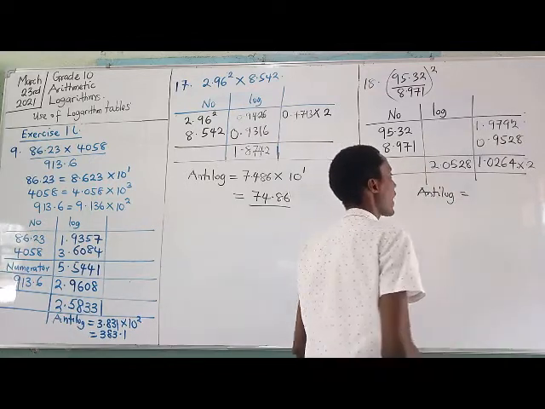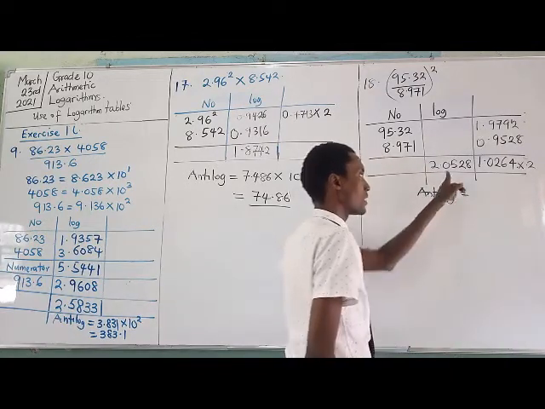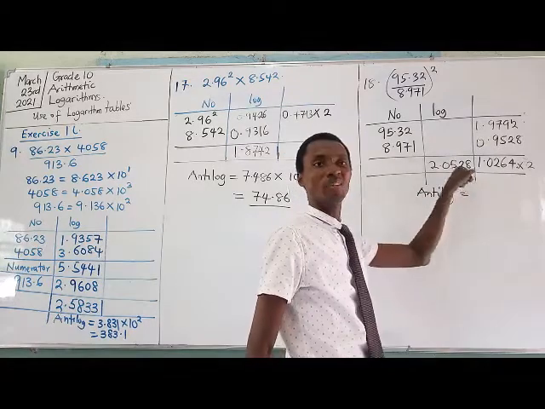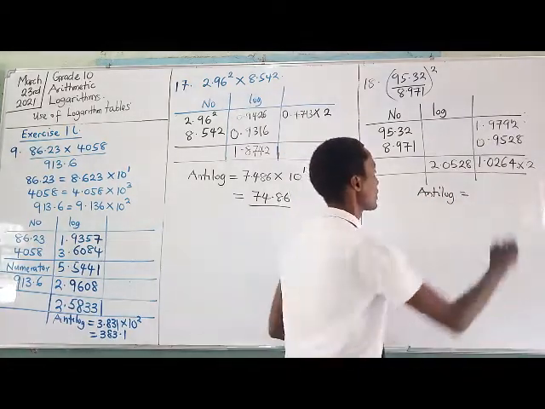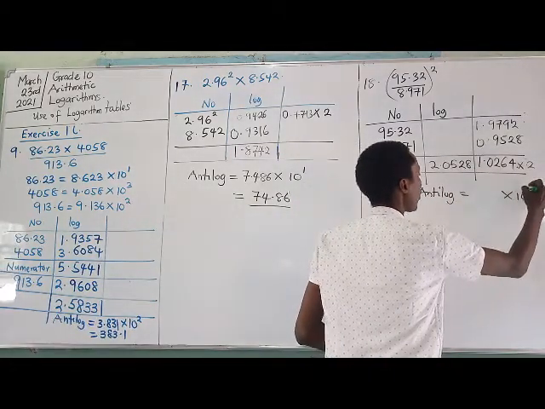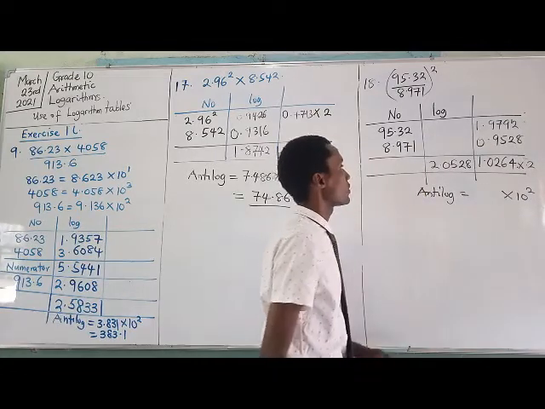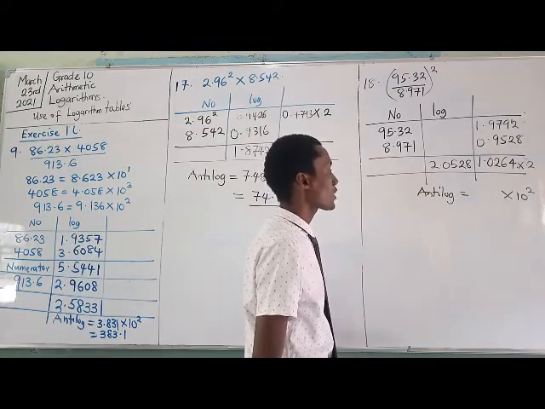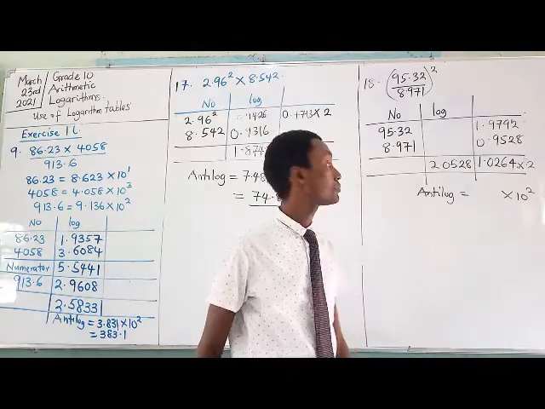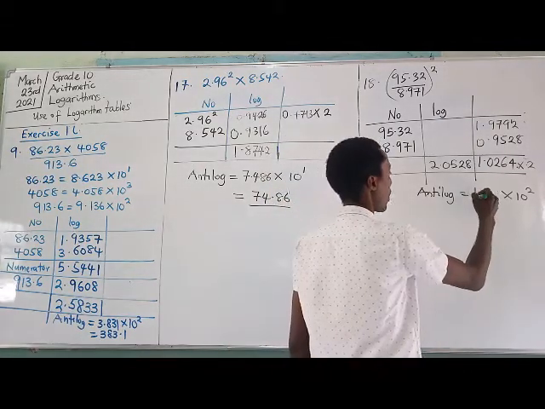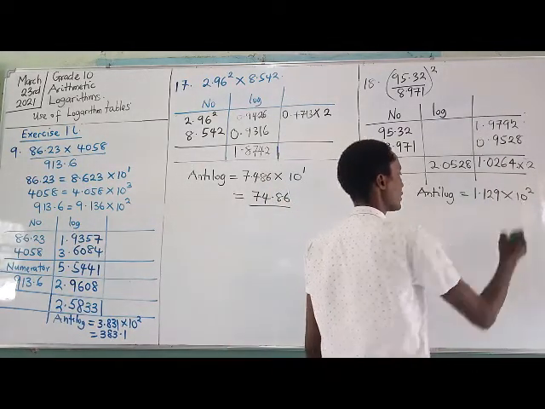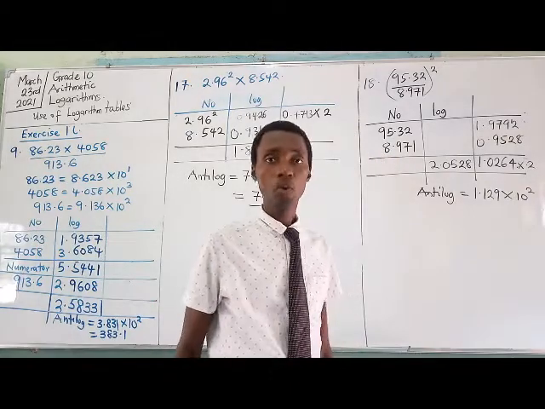So the answer log will now be, you will check 0.505 under 2 difference 8 times 10 to the power of what? 2. So let's check 0.5 under 2 difference 8. What does that give you? 1.129. Is that enough? Okay, so that will give you 1.129.